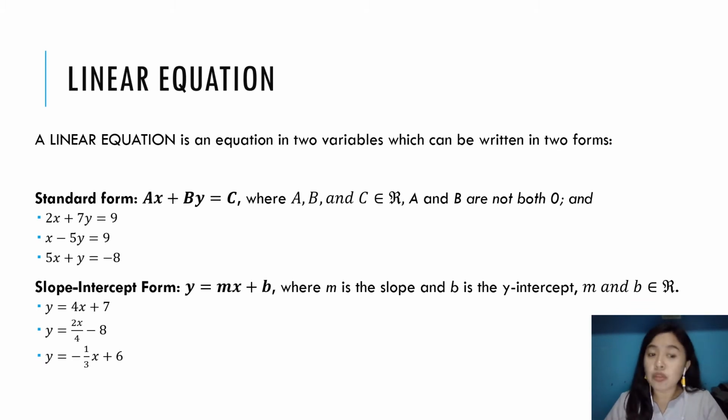So, another rule for slope-intercept form is that the y variable here should not have a coefficient and should also not be negative, because having a negative y means that you have a coefficient of negative 1. So it should have no coefficient. It should just be y.